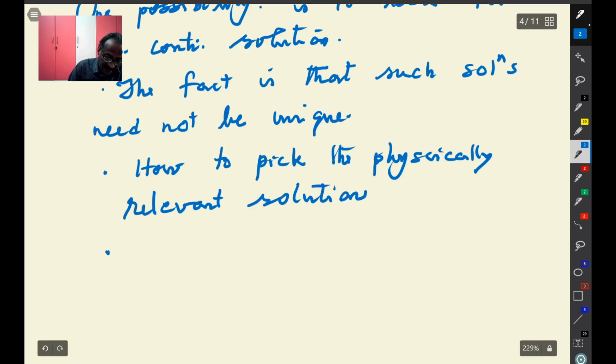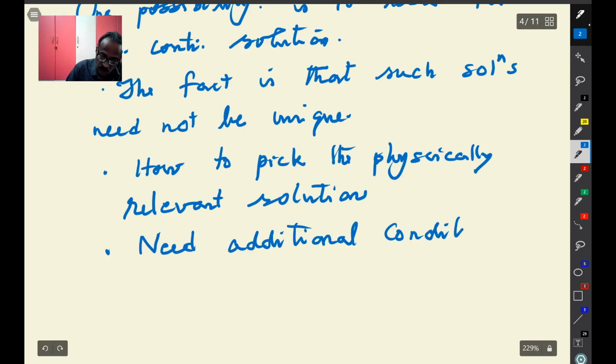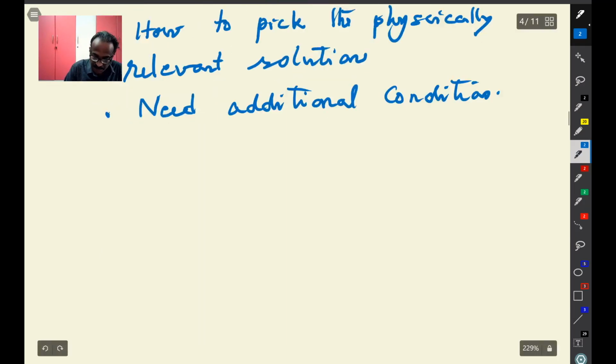Okay, we need additional conditions. So we will see something of this sort in the equations in this setup.